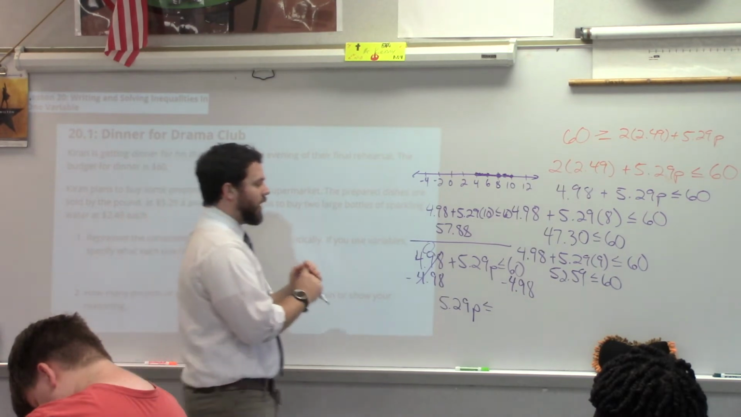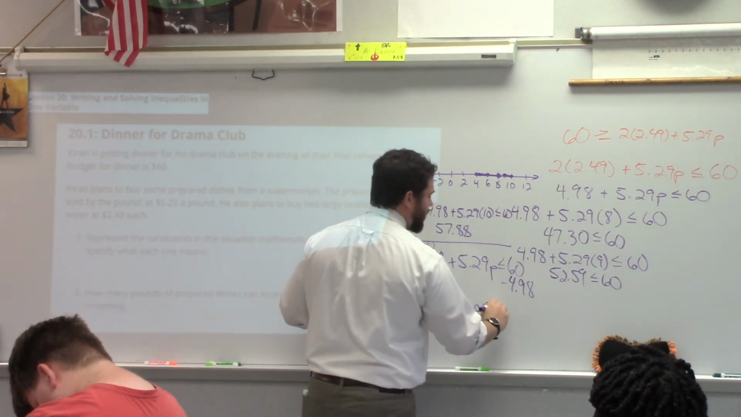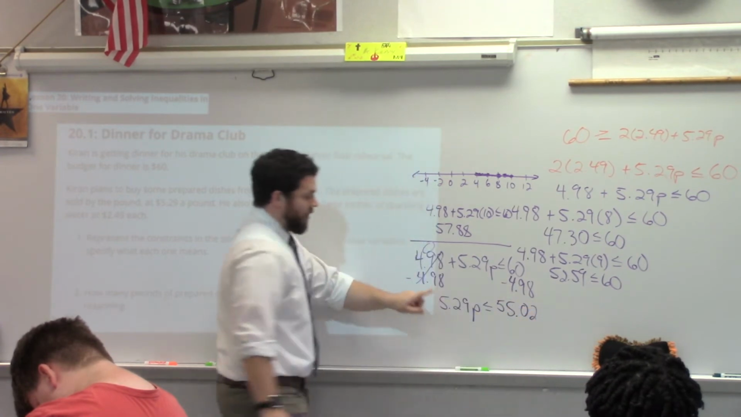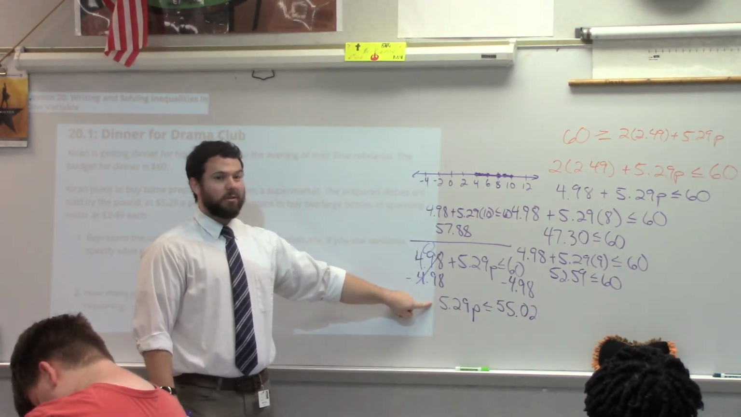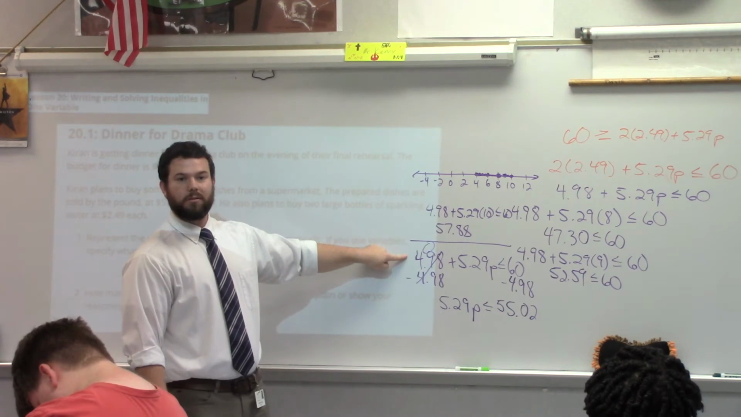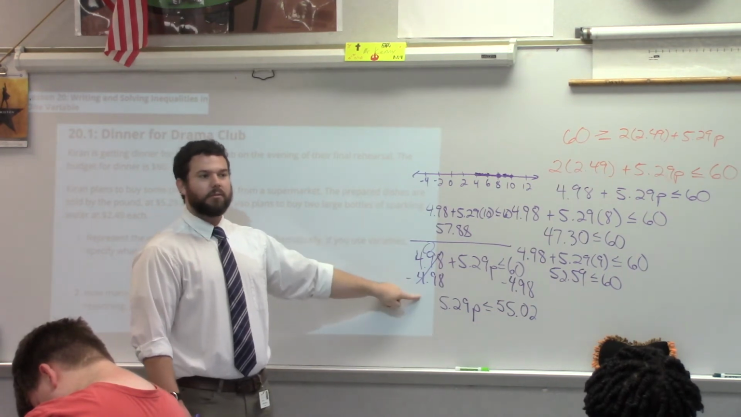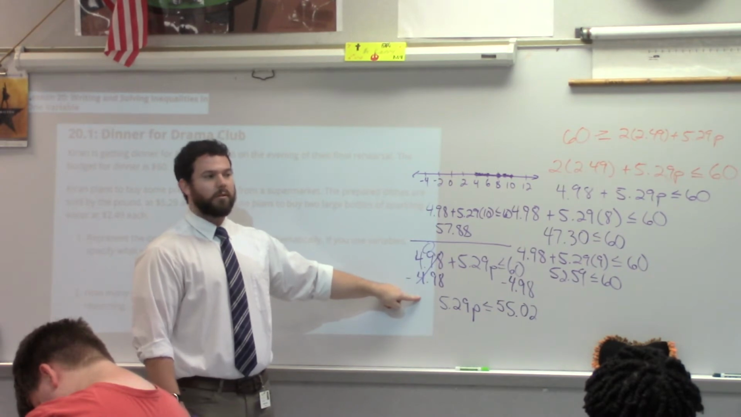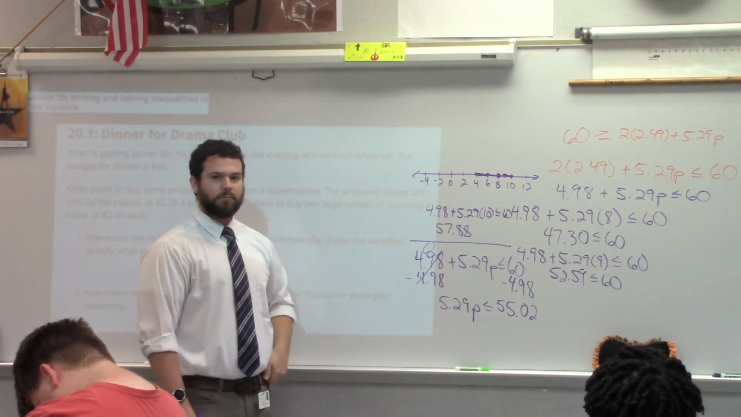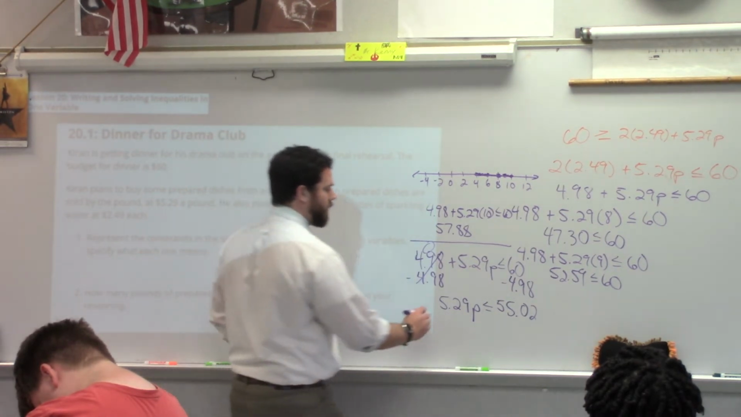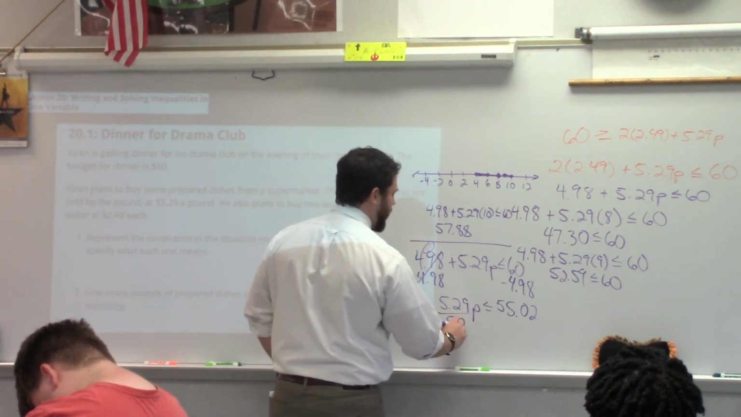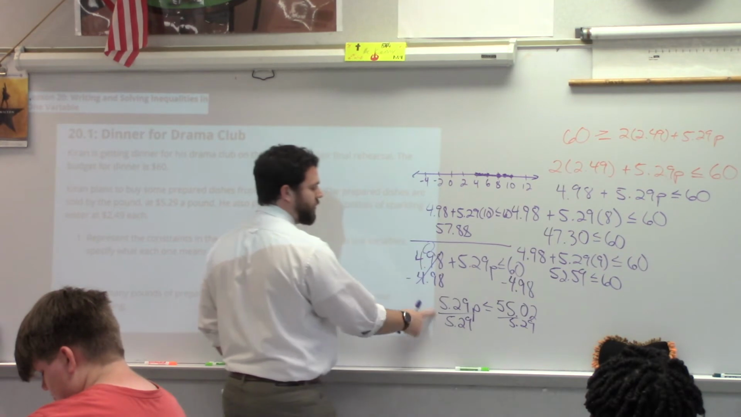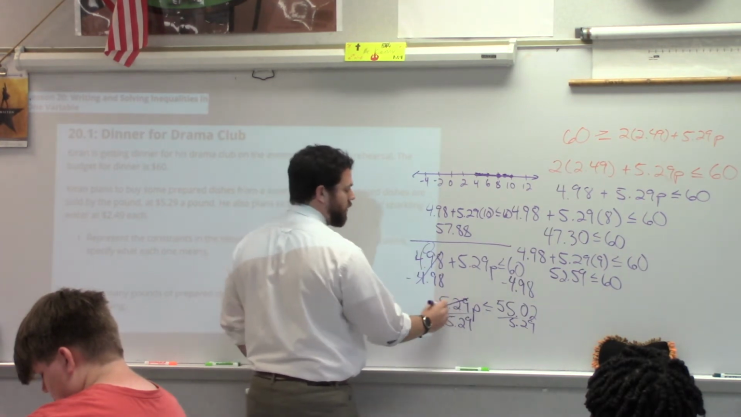That's the whole point. So 5.29p is less than or equal to, what was it, 55.02? That inequality, is it easier to look at than this one? Is it equivalent? So is it going to have the same solutions? That's the whole point. Now what's the last step? Divide by 5.29. And what's 5.29 divided by 5.29?